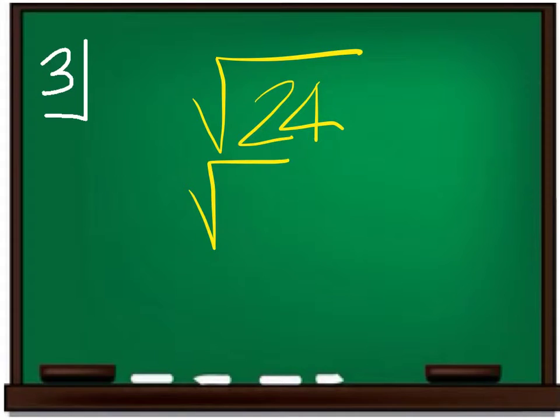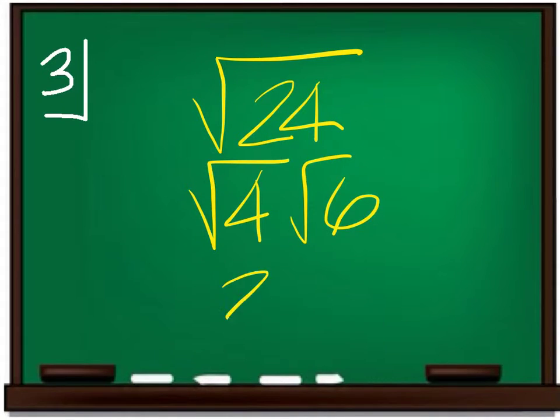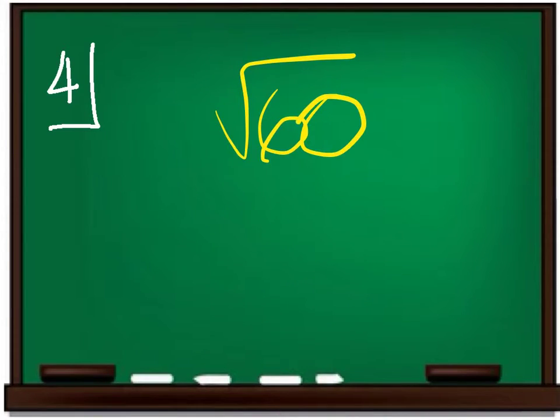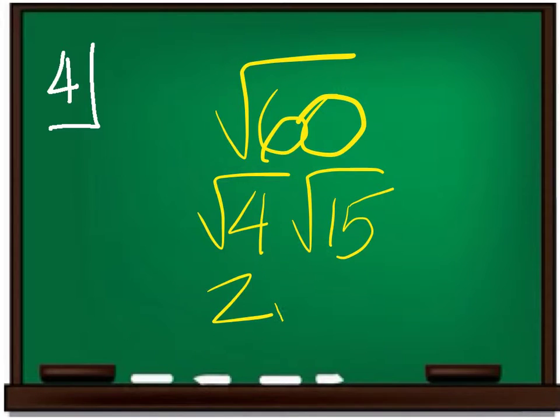Now this one breaks up as square root of 4 square root of 6, which is 2 square root of 6. This one breaks up as the square root of 4 and the square root of 15, and it should be 2 square root of 15.